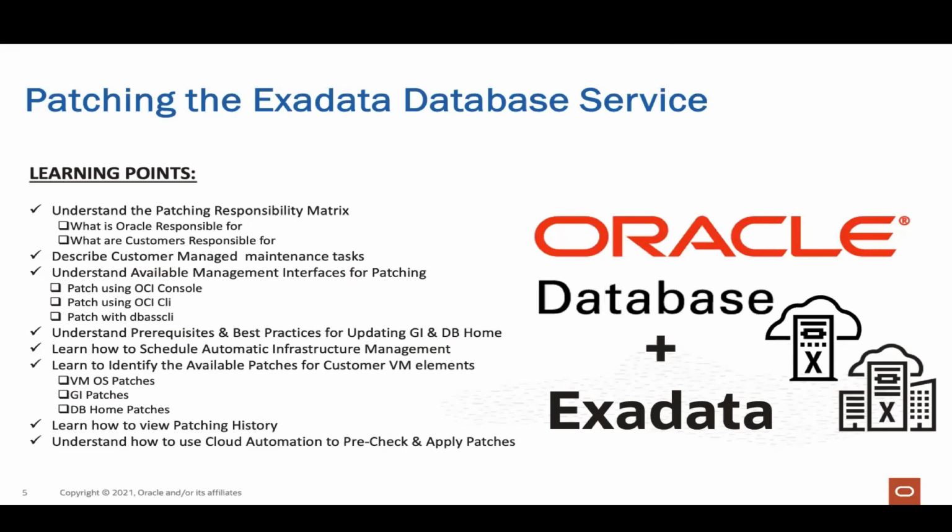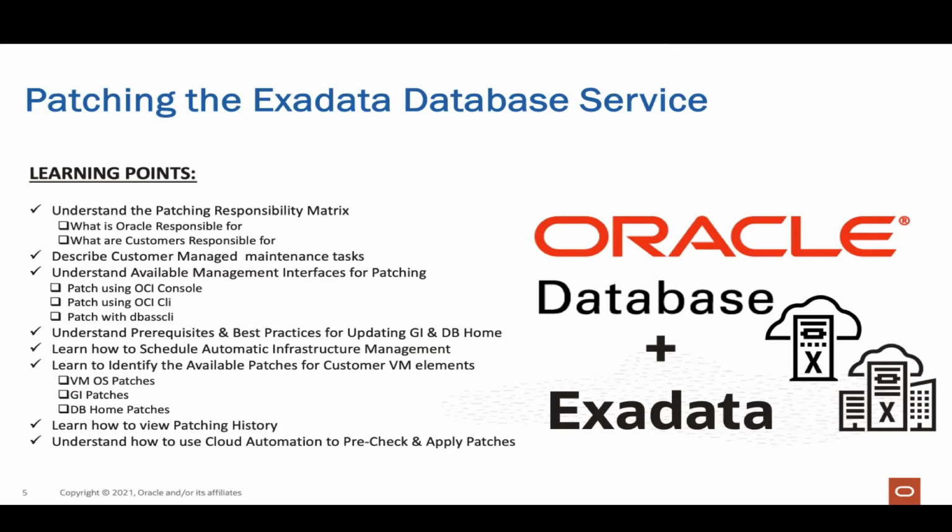Between Leo and myself, we will explain and demonstrate how to use the console and the OCI CLI, and we'll touch upon the use cases where you might need to use dbaascli, which is the local utility tool to do patching. We'll review the prerequisites and best practices for conducting database and GI updates and patching. We'll also introduce you to the automatic infrastructure management schedule, and show you how you can define that schedule to influence exactly when Oracle can conduct infrastructure management.